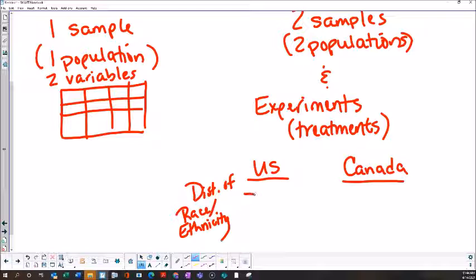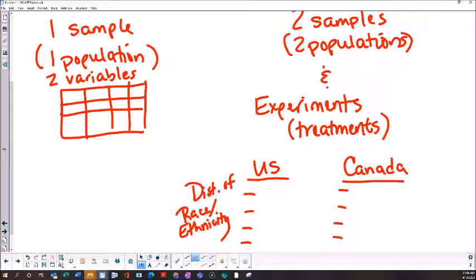Right, so you have several categories that are within each of the countries. And then we could compare the numbers of people in each country that fall into that specific category. Does that make sense? Okay.